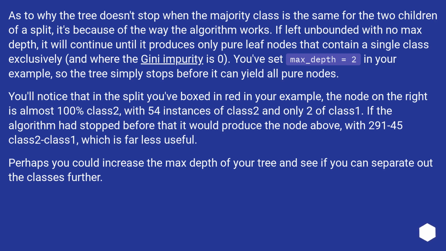You'll notice that in the split you've boxed in red in your example, the node on the right is almost 100% class 2, with 54 instances of class 2 and only 2 of class 1. If the algorithm had stopped before that, it would produce the node above, with 291 to 45 class 2 to class 1, which is far less useful. Perhaps you could increase the max depth of your tree and see if you can separate out the classes further.